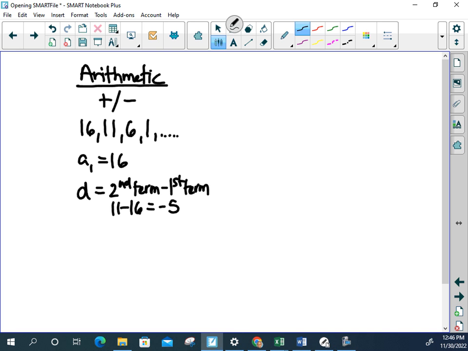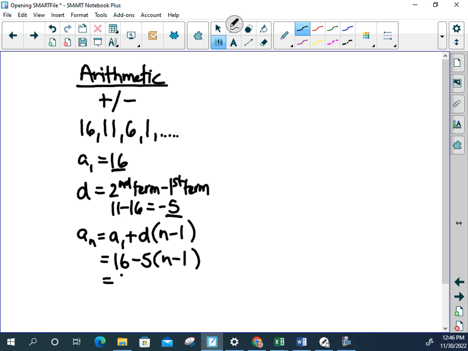Then to write your equation, that's an equals a1 plus d times n minus 1. Take your a1, take your d value, plug it into the problem, and then you simplify it out. So it becomes nothing more than an algebra problem.